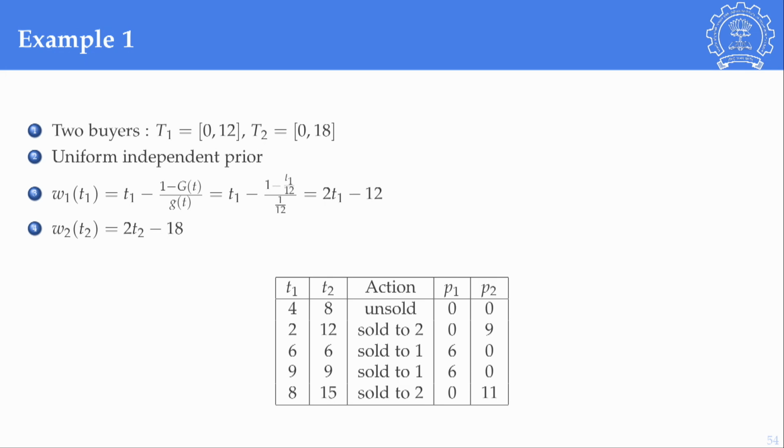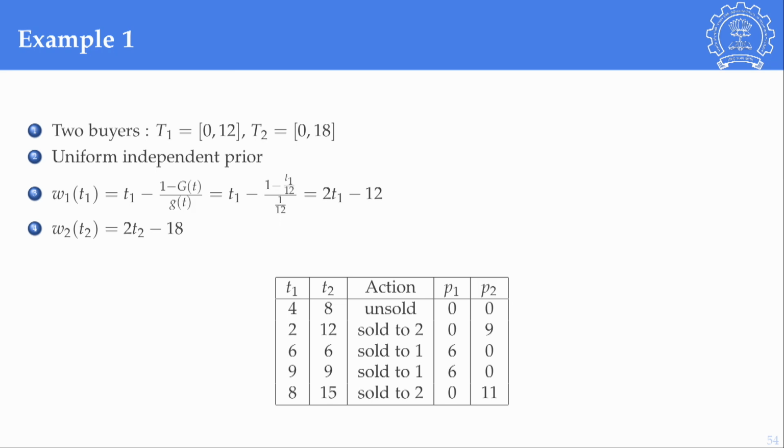Okay, so for 6 and 6, W2 is negative. So you look at this one, and the point at which it becomes exactly equal to 0, that is the payment that you charge. Which in this case becomes exactly equal to its type.